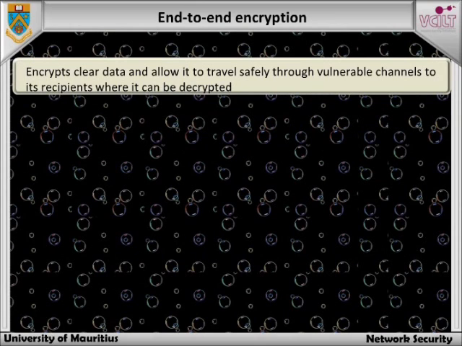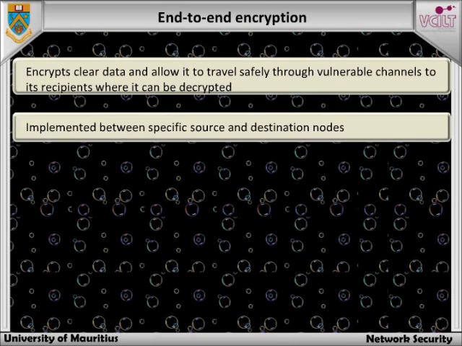End-to-end encryption encrypts clear data at source with knowledge of the intended recipient, allowing the encrypted data to travel safely through vulnerable channels to its recipient, where it can be decrypted. End-to-end encryption at network layer is normally implemented between specific source and destination nodes, for example, by IP addresses. As information contained in IP packet headers is not concealed, eavesdroppers could perform traffic analysis based on IP addresses, and information in the headers could also be modified for malicious purposes.